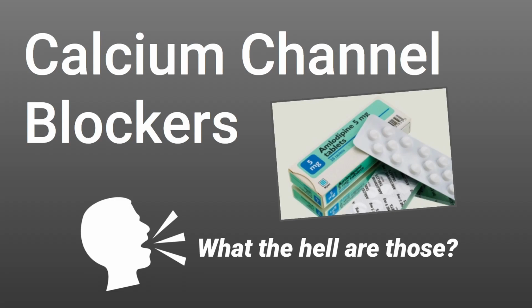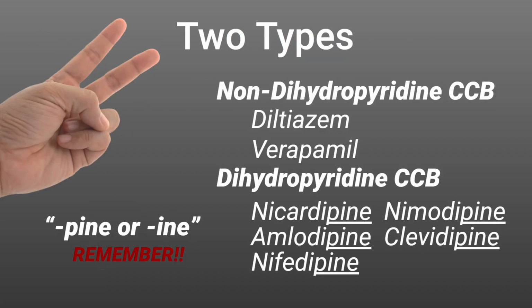So you may ask yourself, what the hell are those? You'll be learning what it does later on. Now, there are particularly two types of calcium channel blockers. One of which is non-dihydropyridine calcium channel blockers, which are your diltiazem and verapamil.